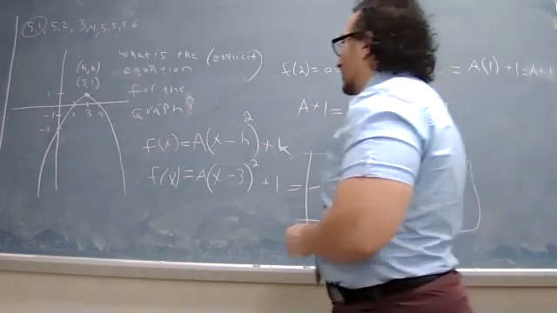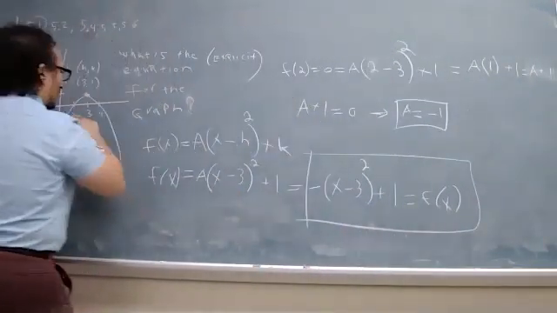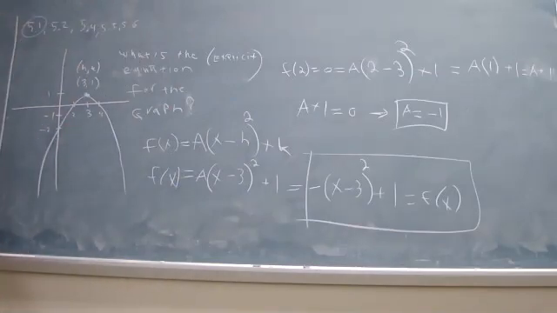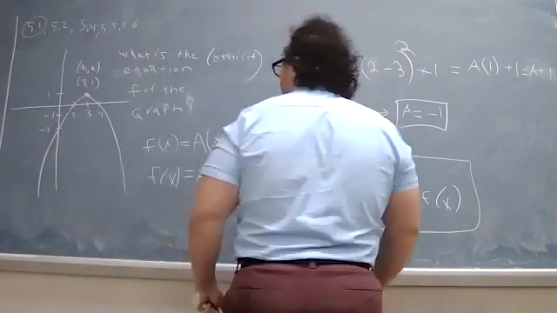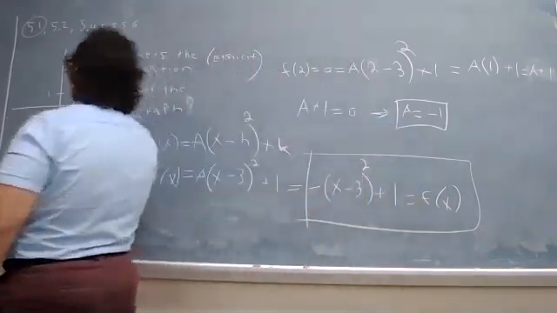Now, you should have gotten the same equation if I said that f of 2 was 4. You should get the same thing. All right.